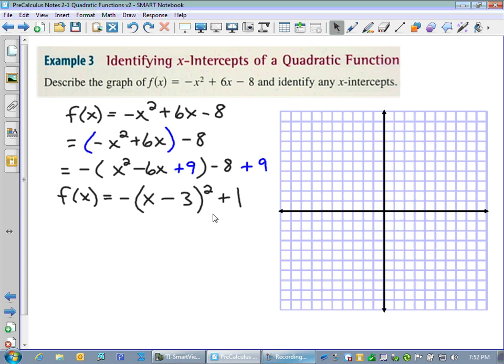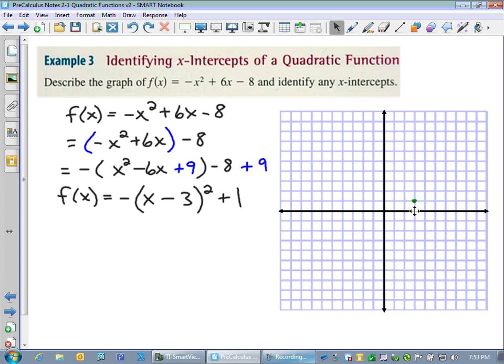And from this, you should be able to see that our vertex is going to be the value of x that causes this parenthesis to be 0, which is positive 3, and then whatever this number is. So 3, 1 will be the vertex. If we go to the graph, we go 3, 1, and there's our vertex.